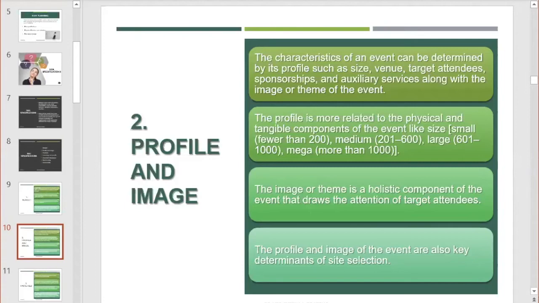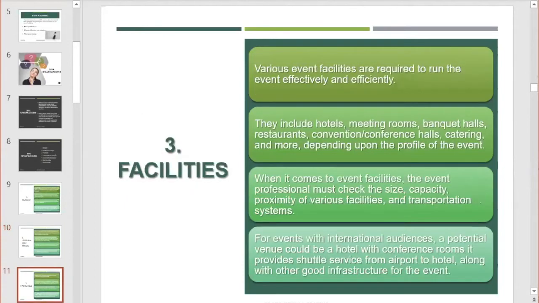Now, apart from the budget, the profile and image, you can also talk about the facilities. Depending on the kind of event you are organizing, there are various event facilities that are required to run the event effectively and efficiently. Event facilities that you can rent to organize your events include hotels, meeting rooms, banquet halls, sometimes within hotels or as standalone buildings, restaurants, convention or conference halls. You can also get catering facilities, you name it. But these all depend upon the budget and the profile of the event.